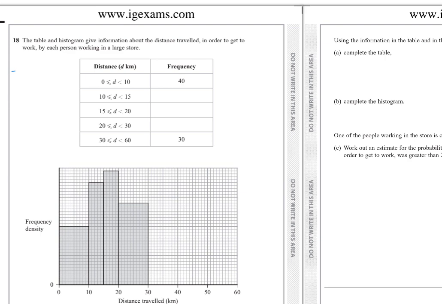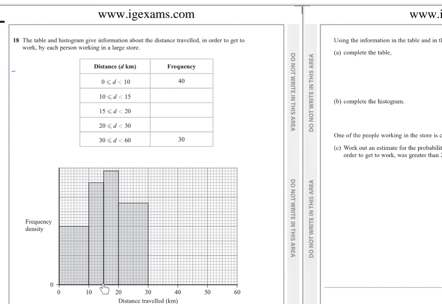Number 18. The table and the histogram give information about the distance traveled in order to get to work by each person working in a large store. Complete the table and complete the histogram. To complete the table from the histogram, we need to find the frequency for the second group. The frequency is the area, so we need to find the area.